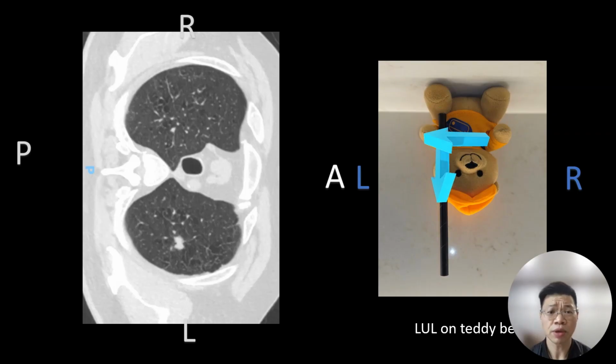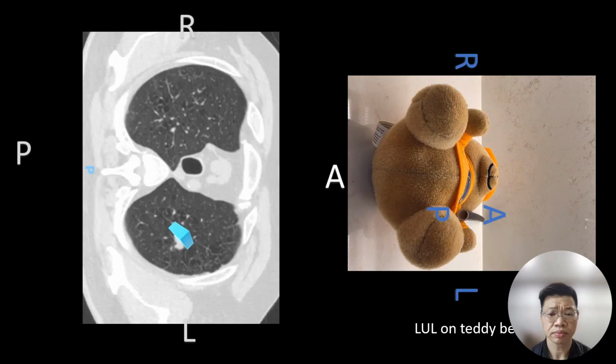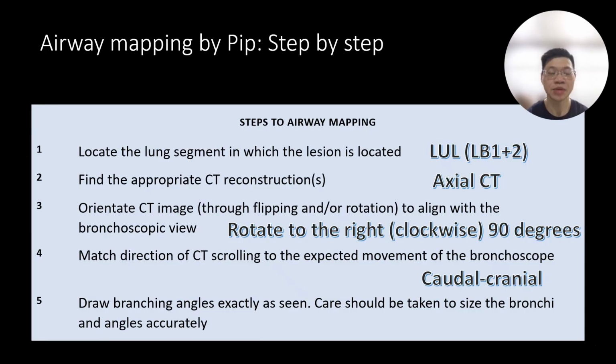This means that our bronchoscopic view is actually from the bottom of the teddy bear, looking into the airways as such. In summary, for the left upper lobe LB1+2, we use the axial CT, rotate the CT image to the right or clockwise by 90 degrees, then scroll the CT in the caudal to cranial direction. We are now ready to draw our airway map.